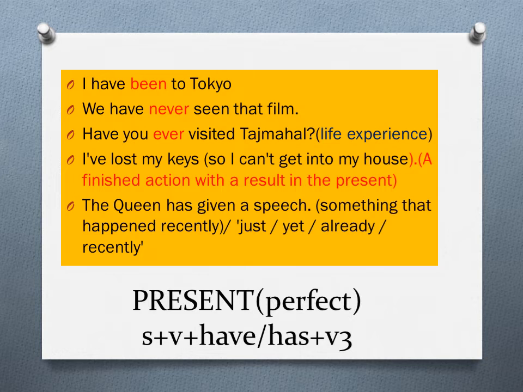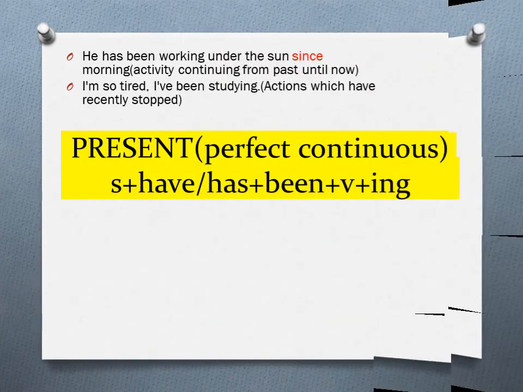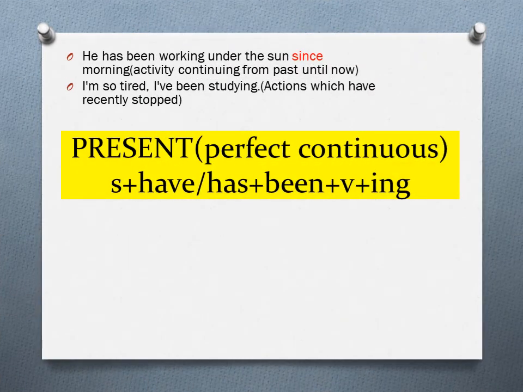Just, yet, already, recently. When we make use of these words, we can make present perfect. Just, yet, already, recently. Now we come to the last category that comes under the present umbrella, that is present perfect continuous.